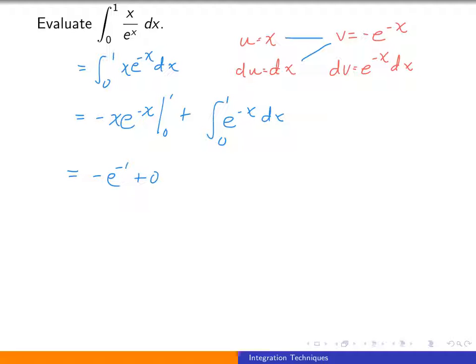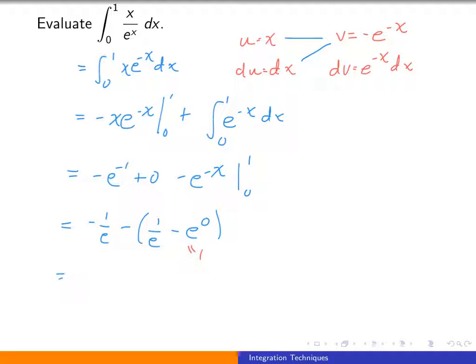And then the antiderivative of e to the minus x is minus e to the minus x. And we evaluate from 0 to 1. So we have minus 1 over e, and then we're subtracting away. We plug in 1, so e to the minus 1, that's another 1 over e, minus e to the 0. So e to the 0 is the number 1.